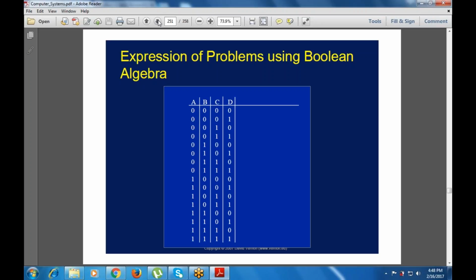That means in the first column, there are a total of 8 zeros and 8 ones. Then in B there are 4 zeros and 4 ones, 4 zeros, 4 ones. Then in C there are 2 zeros, 2 ones, 2 zeros, 2 ones. And in D there is 0, 1, 0, 1, 0, 1, 0, 1.